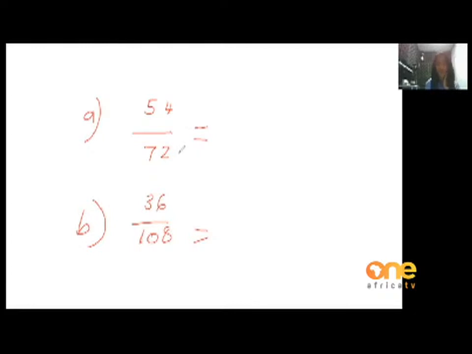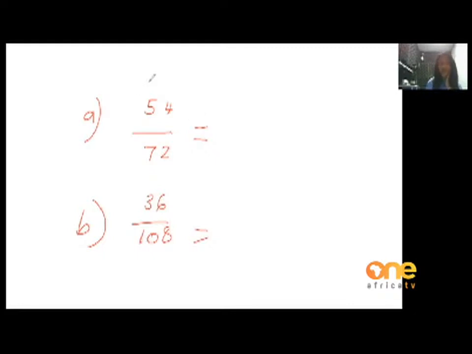So if I go 54 over 72, okay, what will my answer be? How will I work this? How will I make this, firstly, the simplest, in its simplest form? So let's do two simplest forms. So let's do 54 over 72 and 36 over 108. What is the highest common factor for both these numbers? What is the highest number I can divide 54 by and 72 by?